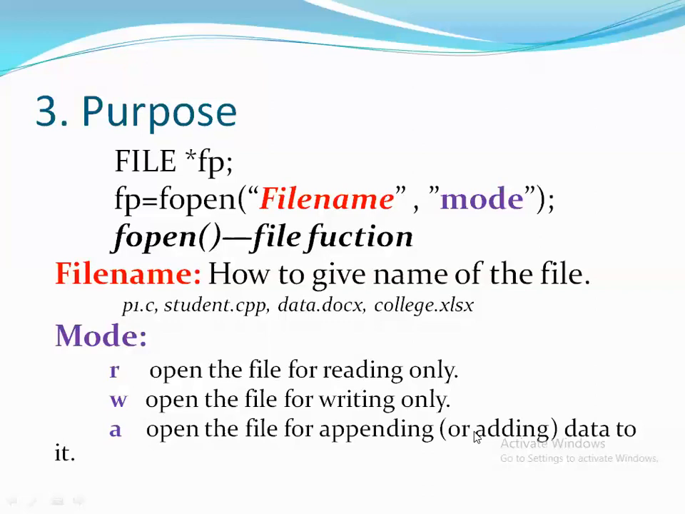After the last line of the file means, for suppose, one file contains 10 lines. After 10 lines, I will enter the 11th line. After the 11th line, I will enter the 12th line. And that way, we can append some more information to the file. So that is the purpose of appending.